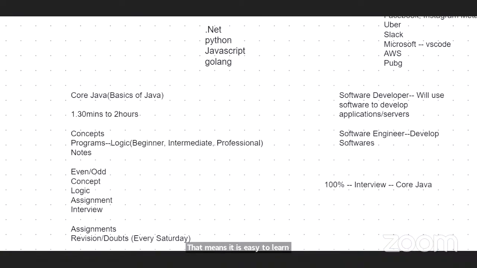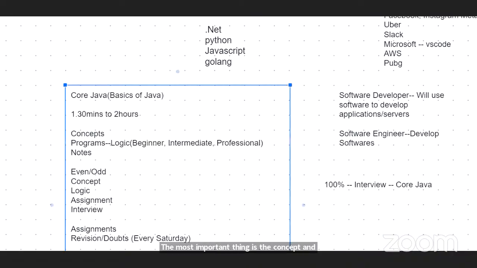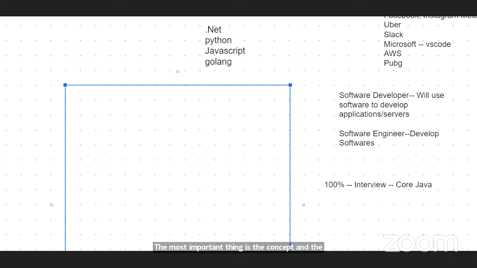The most important thing is the concepts and the logics. That's it. In Core Java, nothing more, sir. Basics we'll learn and we'll know how to write the coding part. Still, anyone having any doubts so far?